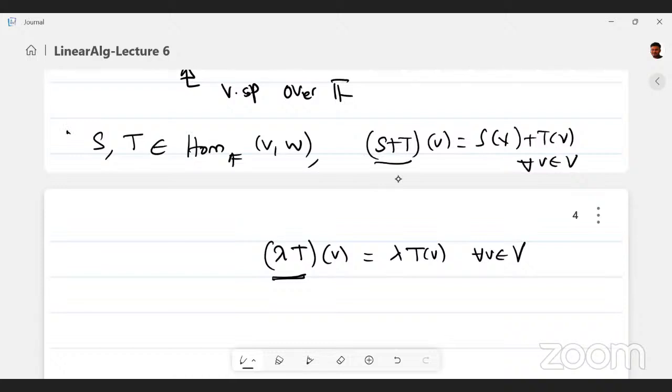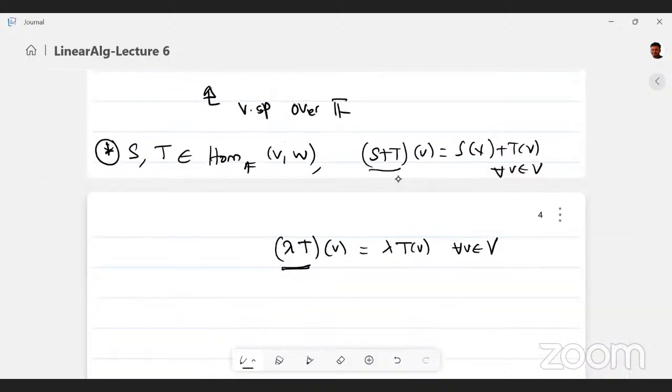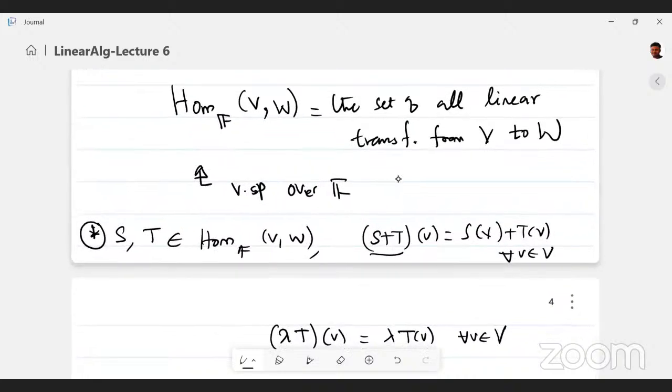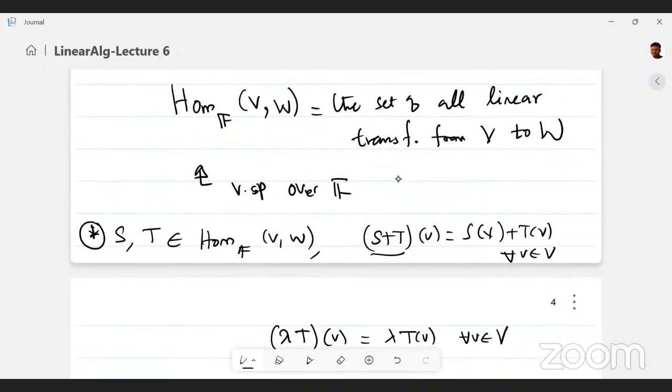This is the definition of addition and scalar multiplication for this Hom space. Then this makes this space a vector space over F. So does anyone know whether this space is finite dimensional or not? Has anyone seen this space? Yes, dimension of V times dimension of W.